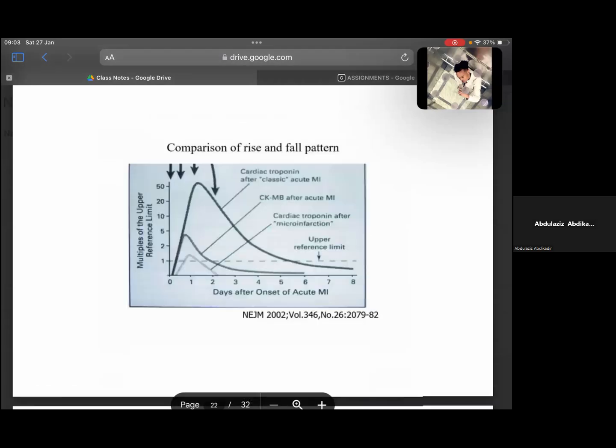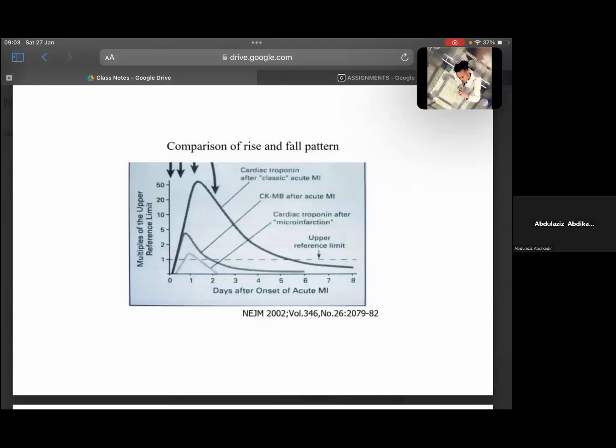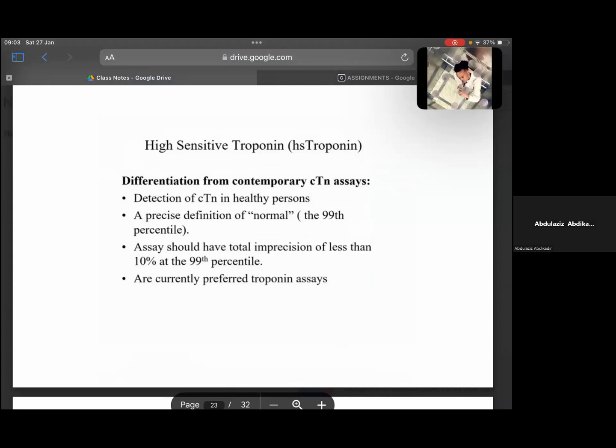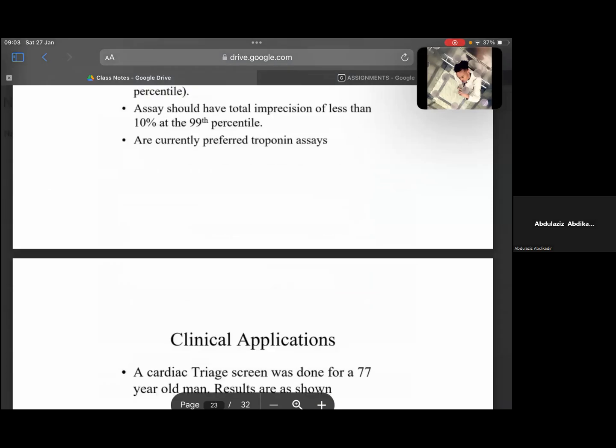This was the peak I was telling you. Look at the troponin. There's the classic peak, the big peak. Can you see the big peak? Then there's the smaller peak for the microinfarct, the reinfarcts. So for the highly sensitive troponins, it is just from the name, highly sensitive, and it shows very, very small infarcts, the smallest one you can find.